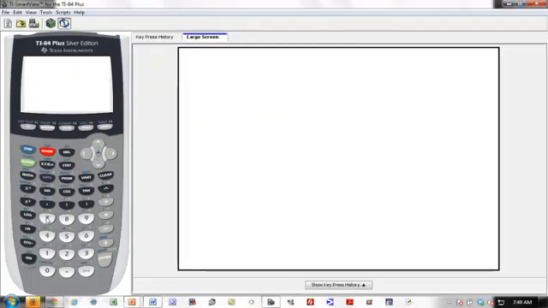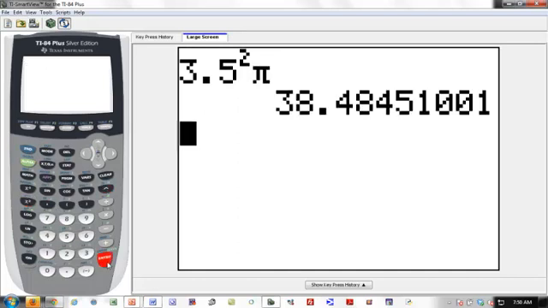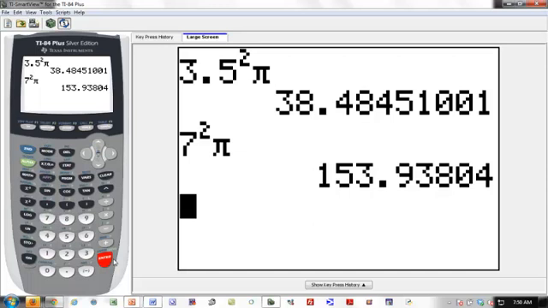A 7-inch pizza, 7 inches in diameter, has a radius of 3.5. If I square that and multiply it by pi, I get about 84 square inches of pizza. If I take a 14-inch pizza, which has a radius of 7, and do the same, I get 153 square inches of pizza.